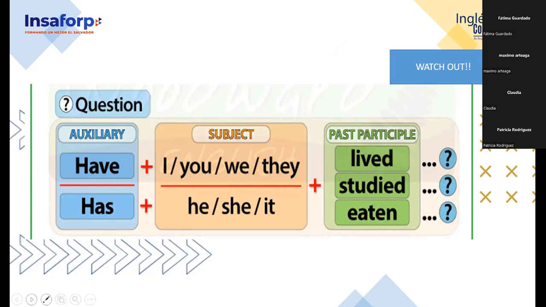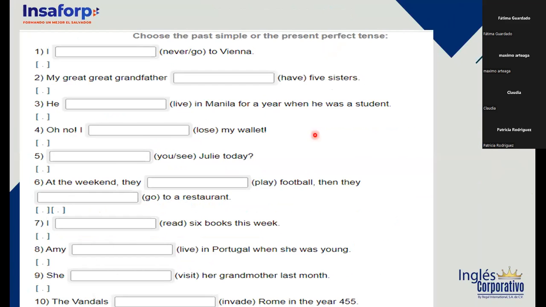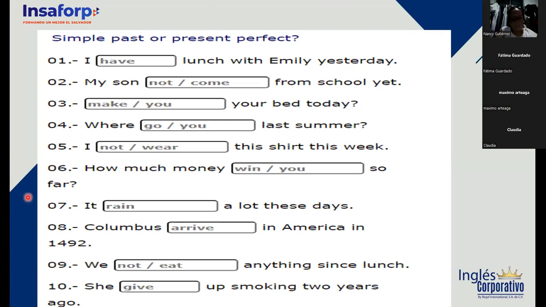If there's no questions, we are going to move on to this practice. So I need you to take a screenshot of this. So we are going to be working on this. What you will have to do there is identify whether to use simple past or to use present perfect, okay? So let's go with this practice. Let me know when you're done so I can move to the next part. Okay, so this is part number two.